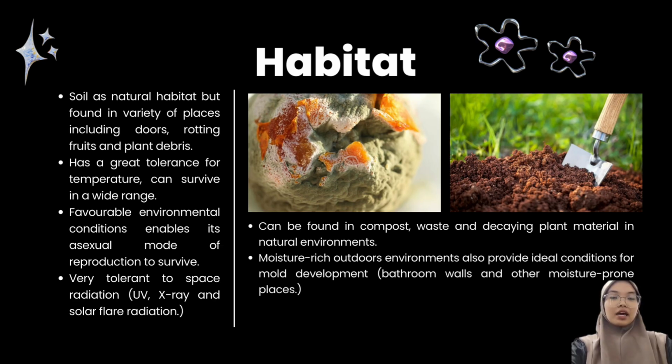Moving to habitat, Aspergillus niger chooses soil as its most natural habitat, but it can be found in various types of places including indoors, rotting fruits, and plant debris. It has a great tolerance for temperature, and can survive in a wide range, either low or high. Favorable environmental conditions enable its asexual mode of reproduction to survive. Moreover, Aspergillus niger is very tolerant to space radiation, for example UV rays, X-rays, and solar flare radiation.